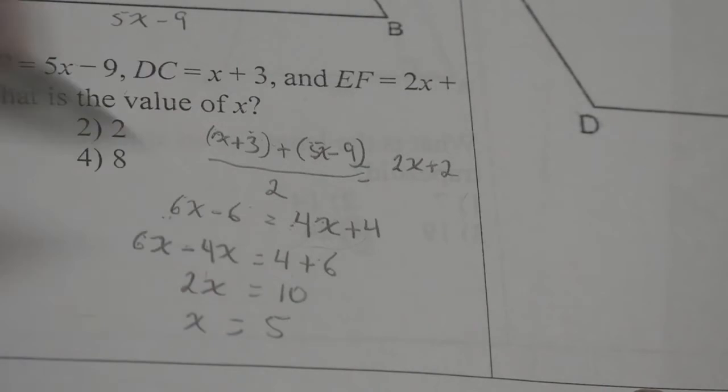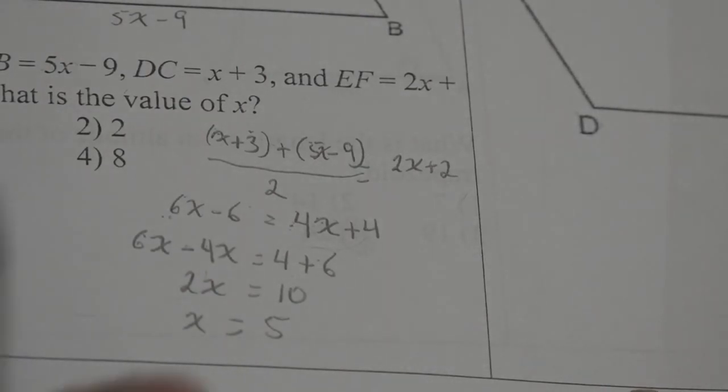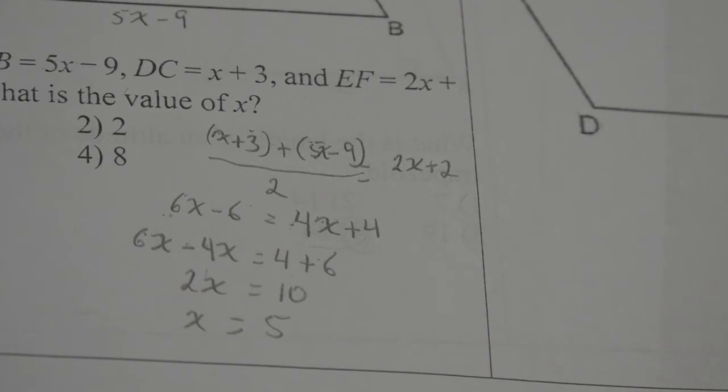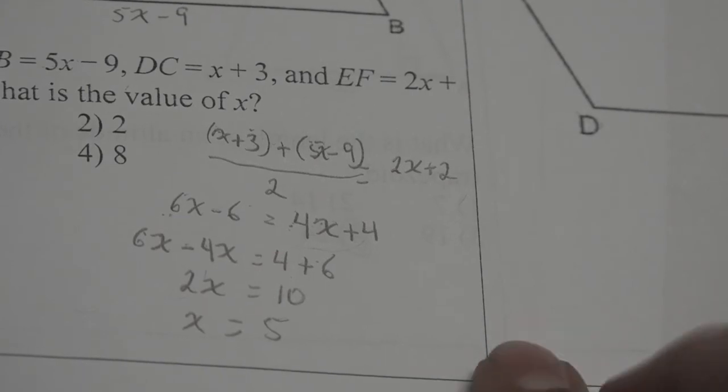2 times what is 10? 5. Or just divide by 2 on both sides. I really don't care how you say it. But the value of x is 5. Bada bing, bada boom, bada bum. Okay, good. All right, let's move on to the next problem.